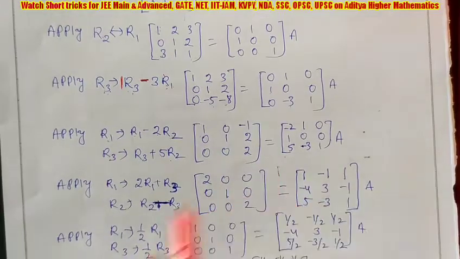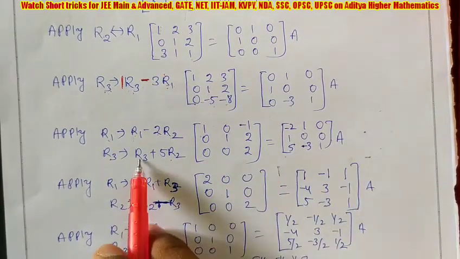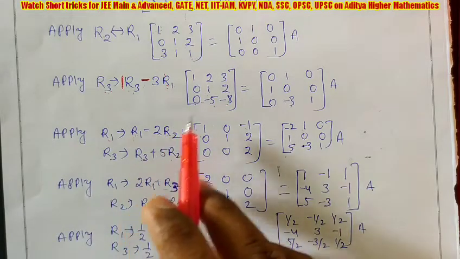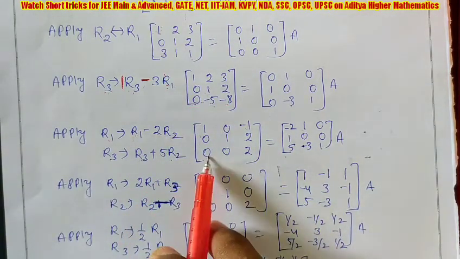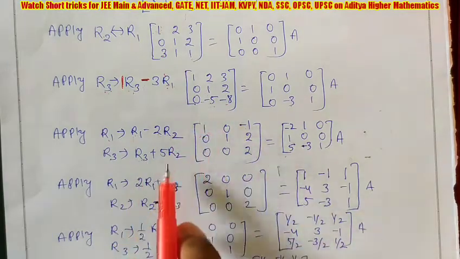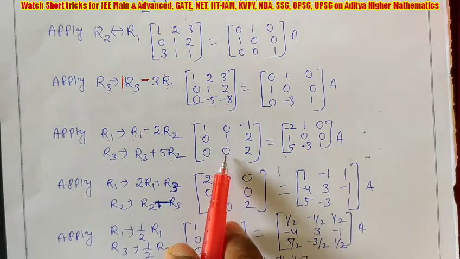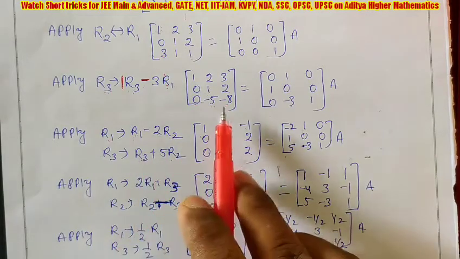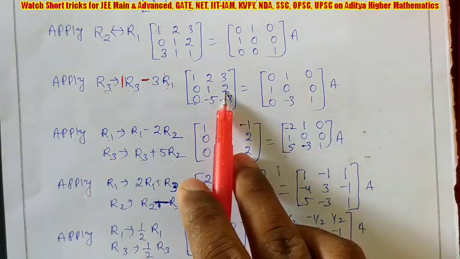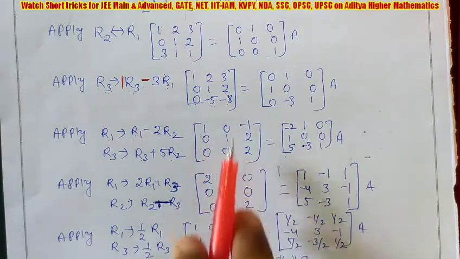Now we have to calculate R3. So use the corresponding elements of R3 and R2. R3 is 0 and R2 is 0, so obviously 0. R3 is minus 5 and R2 is 1, minus 5 plus 5 is 0. Because we are making it 0, obviously we will get 0 only. R3 is minus 8 and R2 is 2, 5 multiplied by 2 is 10, 10 minus 8 is plus 2.